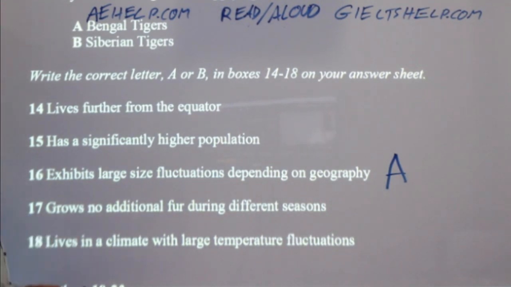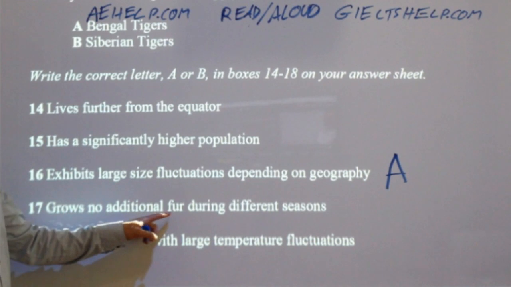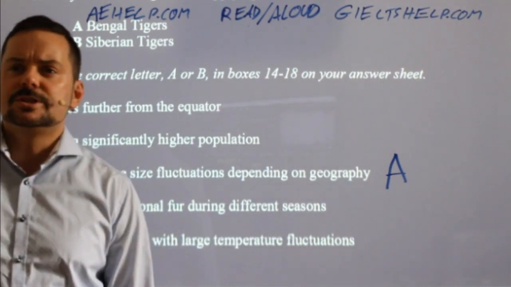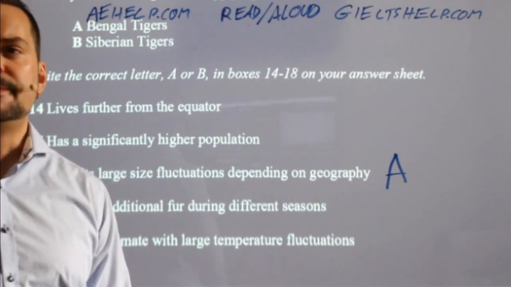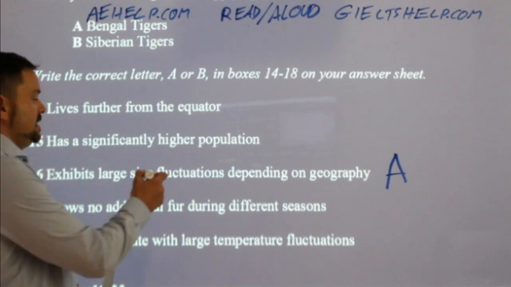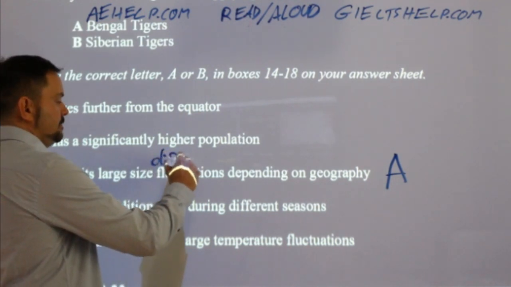Number 17, grows no additional fur during different seasons. Number 17. Tamir Khan's asking, what does the word fluctuations mean? Fluctuation means differences, ups and downs.